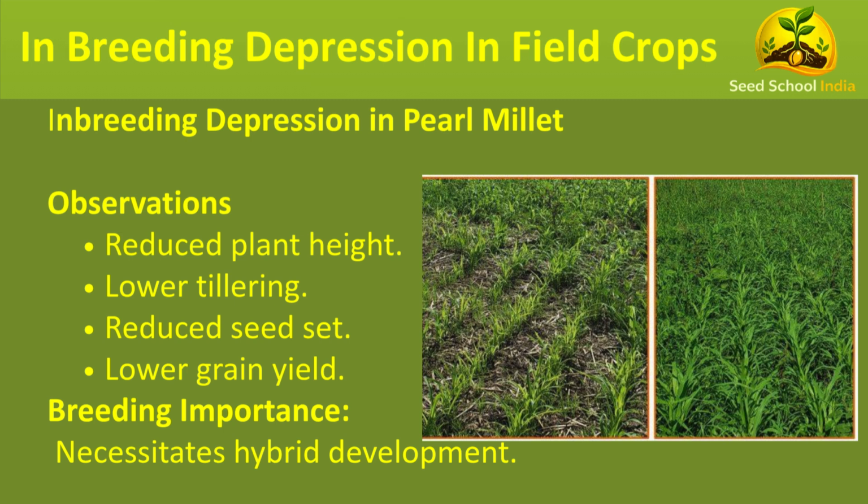Pearl millet also exhibits severe inbreeding depression. Repeated selfing results in shorter plants, fewer tillers, poor seed set, lower grain yield, and reduced adaptability to environmental stresses. Consequently, hybrid breeding has become the preferred approach for improving productivity and maintaining stable performance in pearl millet cultivation.